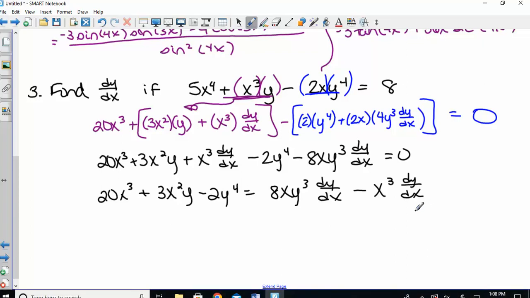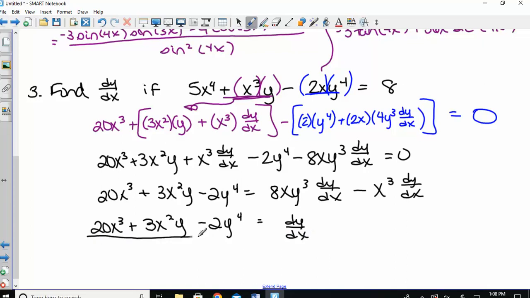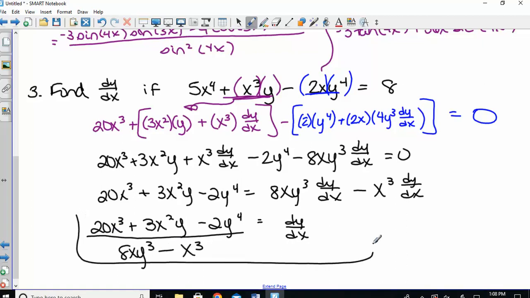And then over here. Can I factor this out and divide it in one step? So I'm going to take out the dy/dx and divide the other stuff over it. And I'm being a bad math teacher right now. I'm not showing all my work. But hopefully you guys see how I got there.